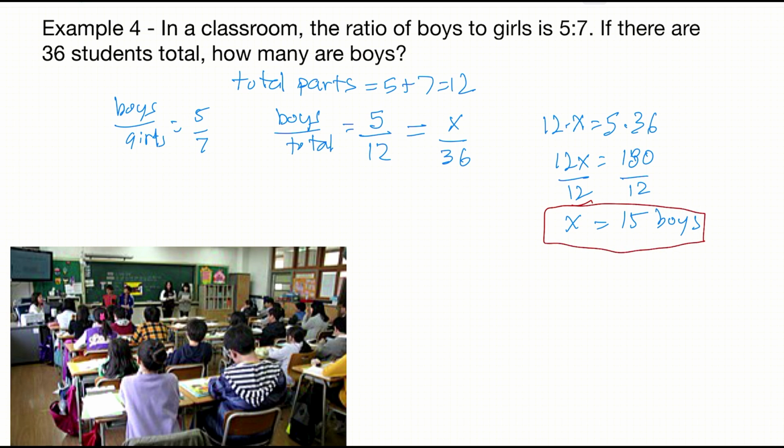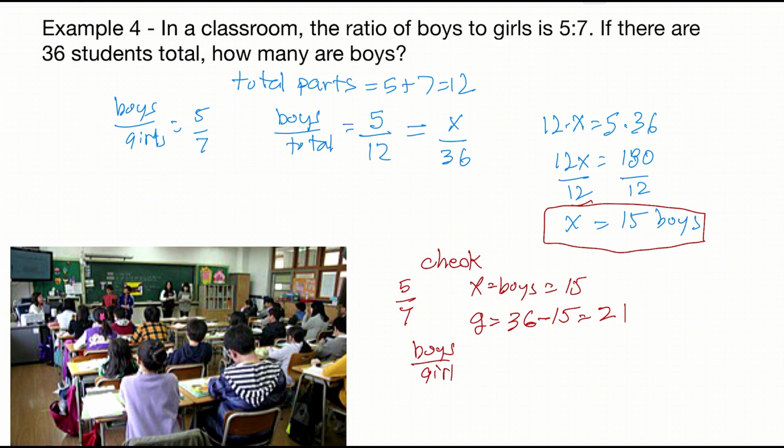Now let's check that and see if our ratio is correct. Because we know the ratio is 5 to 7 boys to girls. So the number of boys we know is equal to 15. The number of girls should be the total of 36 minus 15, which is equal to 21. So let's see if the ratio of boys to girls, this is a way of just checking our answer, is equal to 5 to 7. That's the question.